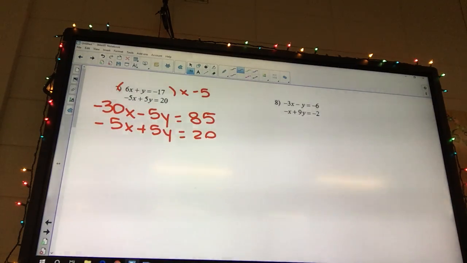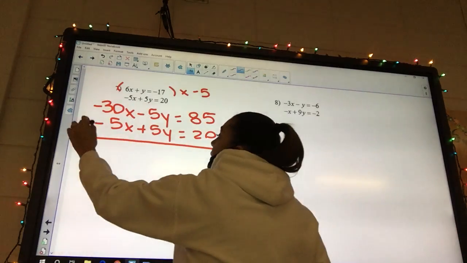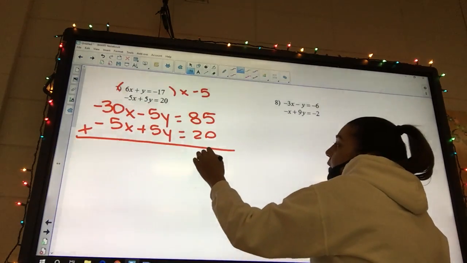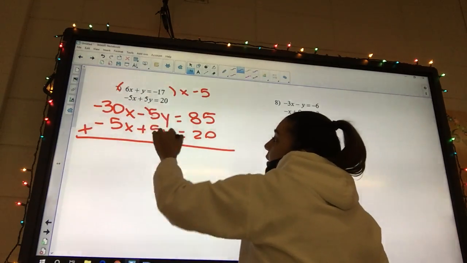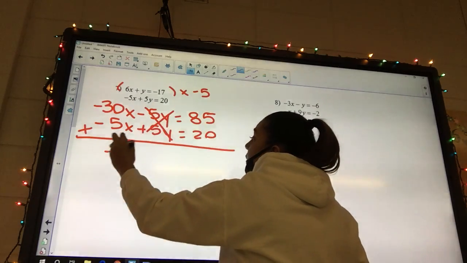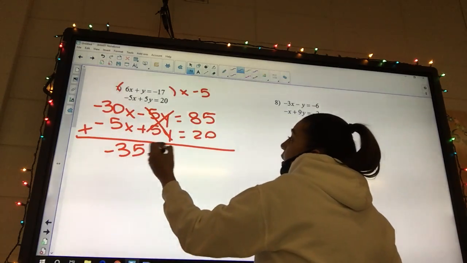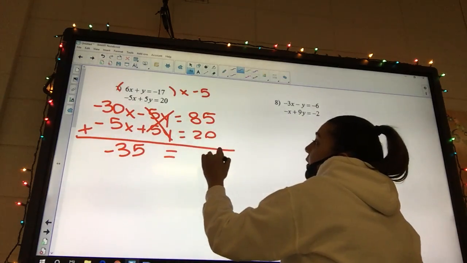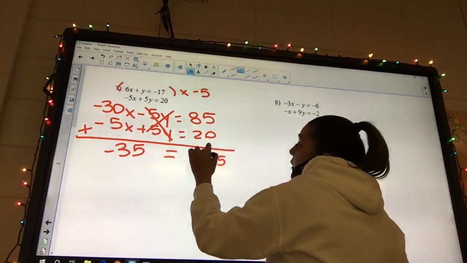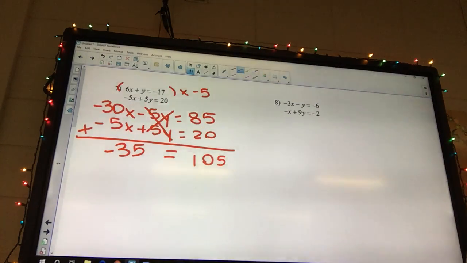Okay, my next step is to add them together. So I'm going to have, the y's are going to cancel. I'm going to have negative 35. And then over here, I'm going to have 5, 1, 10. Oh, I forgot an x.